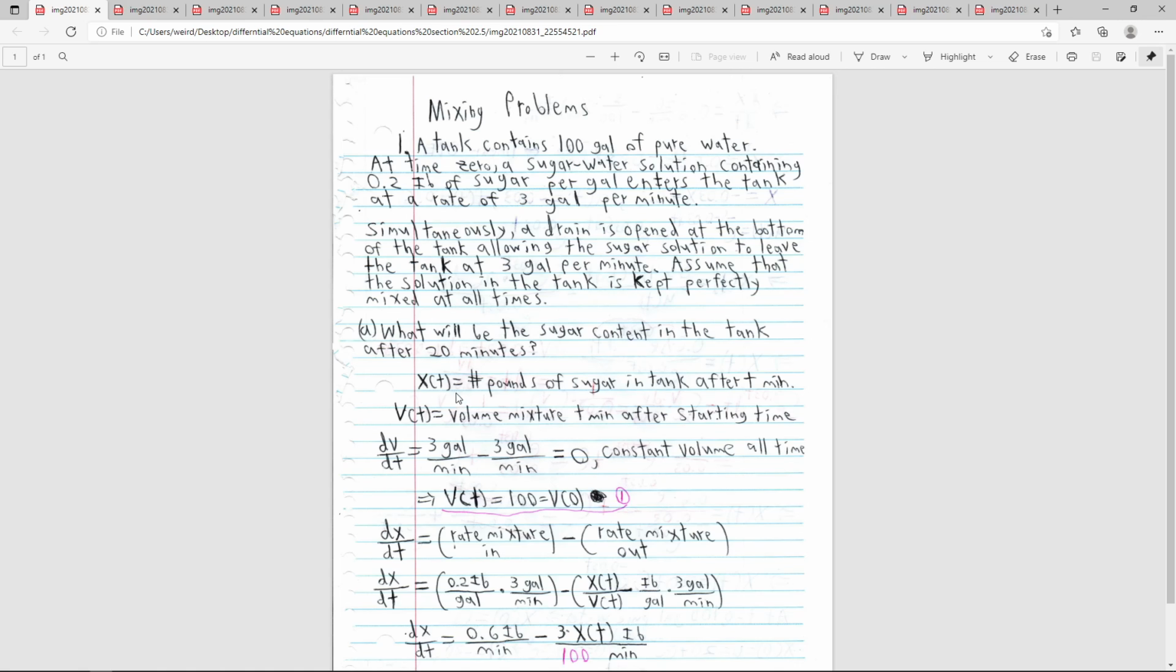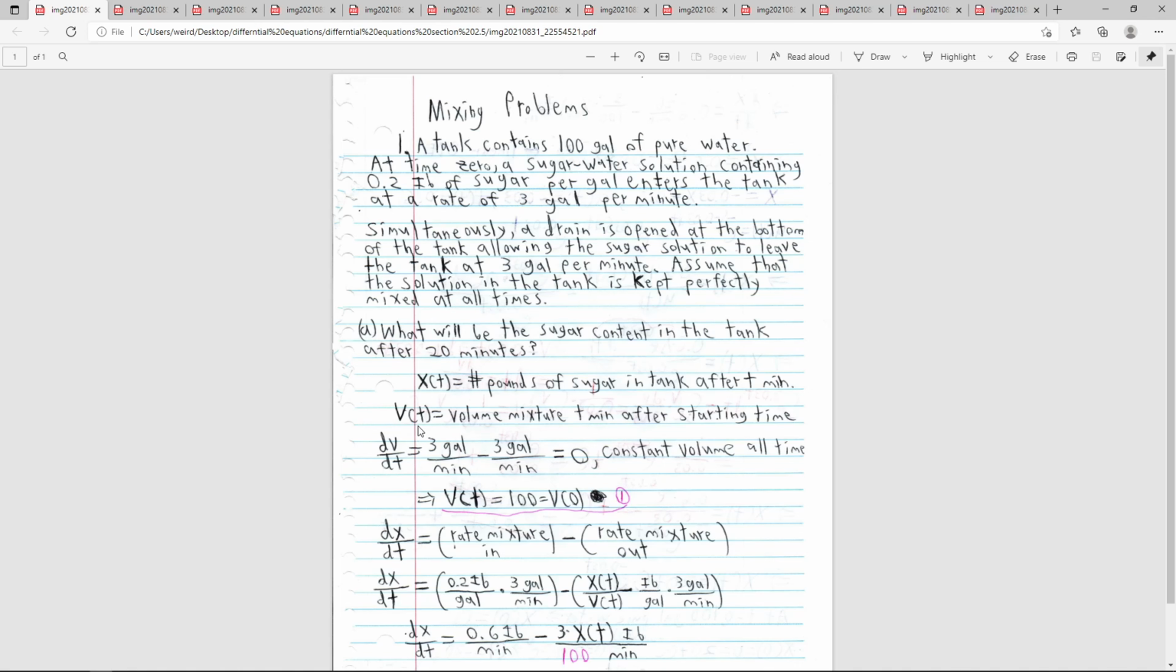So we let x(t) equal the number of pounds of sugar in the tank after t minutes, and this applies always. x(t) will be, generally for these types of problems, your amount of sugar or salt or any type of mixture in it, the solute, something that's being mixed in it. And v(t) will be the volume of mixture t minutes after the starting time. This is just the general rule for how we'll define them.